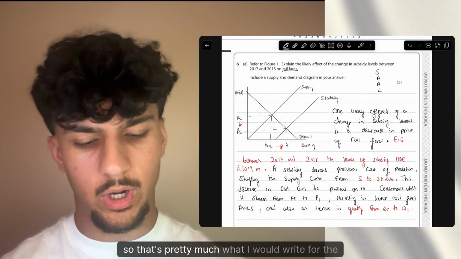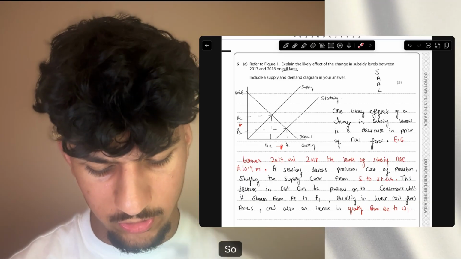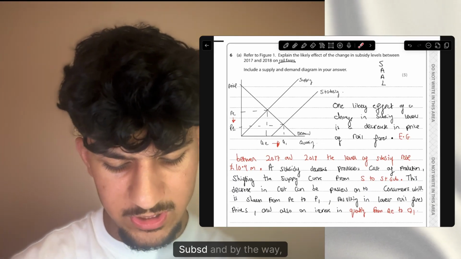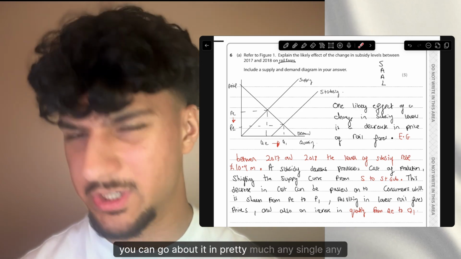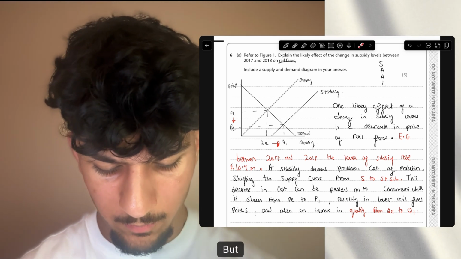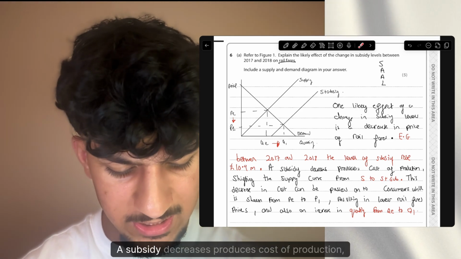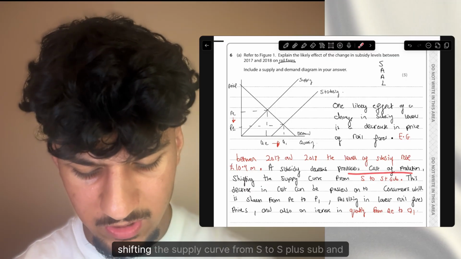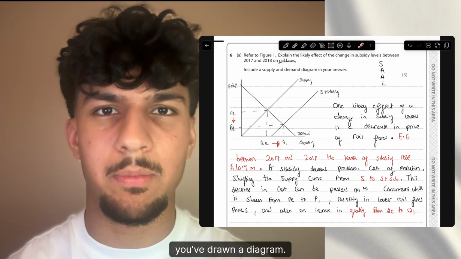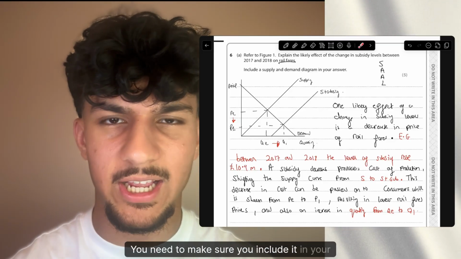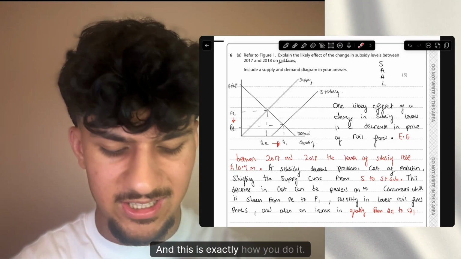Okay, so that's pretty much what I would write for the chains of analysis. So just quickly run through it. Subsidy, and by the way, as long as your economic theory is correct, you can go about it in pretty much any way you want to. But this is how I would do it. A subsidy decreases producer's cost of production, shifting the supply curve from S to S plus sub. And like I said, you've drawn a diagram. You need to make sure you include it in your chains of analysis. And this is exactly how you do it.